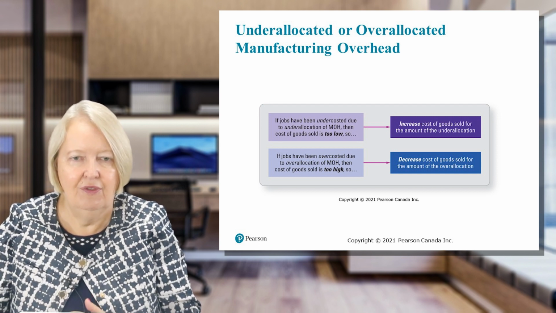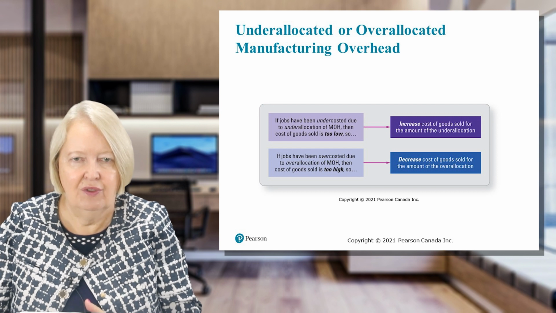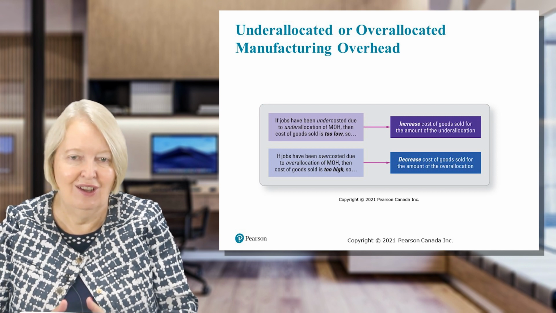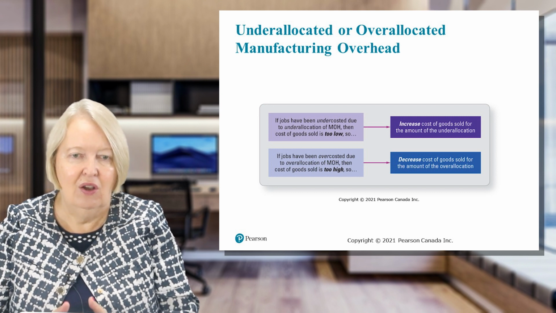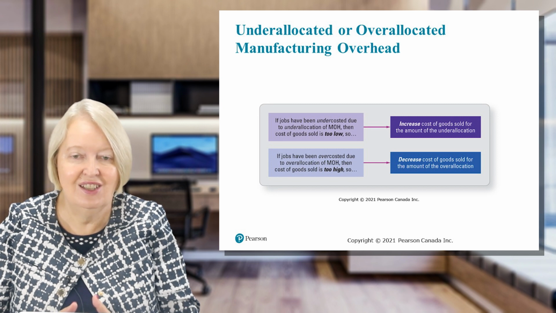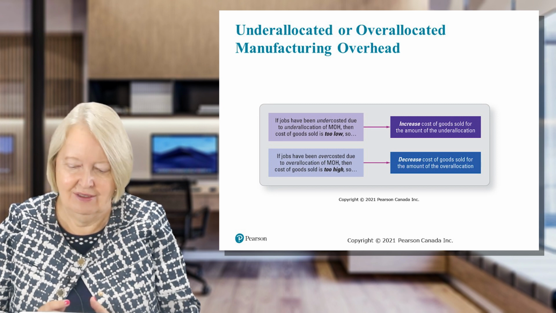So if your manufacturing costs have been under-allocated, this means you've got to increase your cost of goods sold. So you've got to add the $1,000 to the cost of goods sold. Or if you've over-allocated, then you added too much cost to your product, so you got to decrease by $1,000.